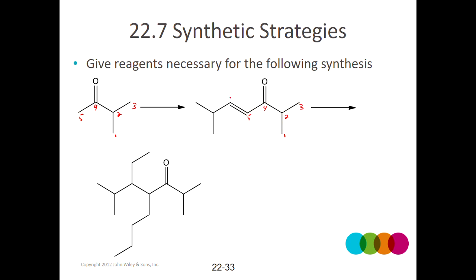So I've got to add 6, 7, 8, 9. I've got to add 4 more carbons. And I want to get 5 to connect to 6. So what I need to do here is make 5 nucleophilic so it'll bond to 6. How do I make 5 nucleophilic? I have to add a base.